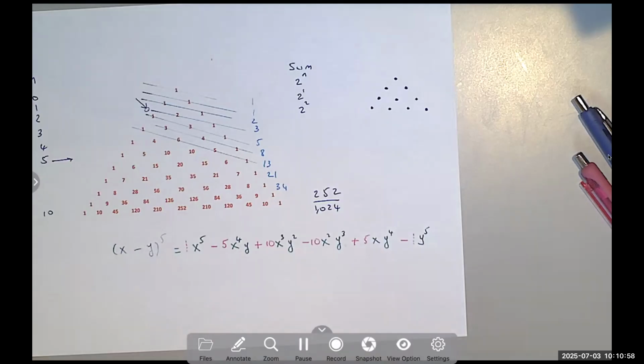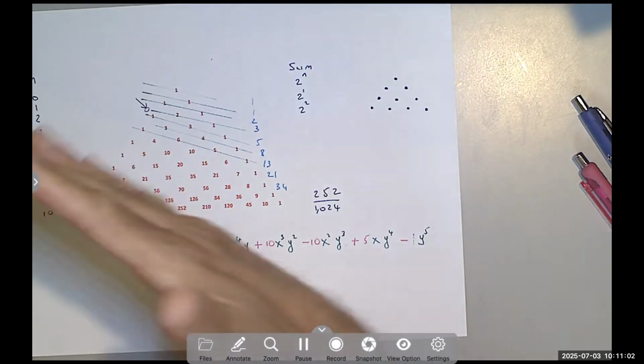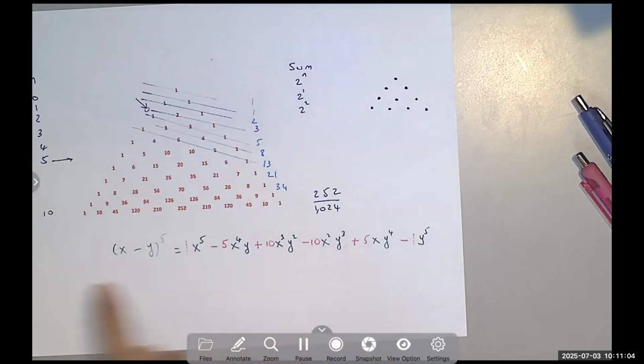So the Fibonacci series somehow is embedded in Pascal's triangle, like the triangular numbers, like the squares, like the binomials, like the binomial distribution, all of these.